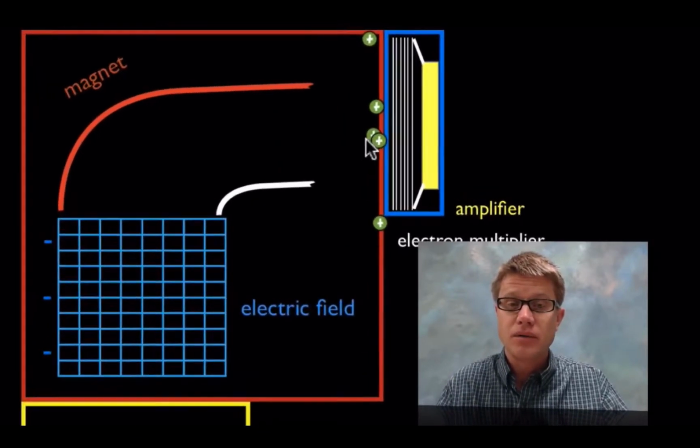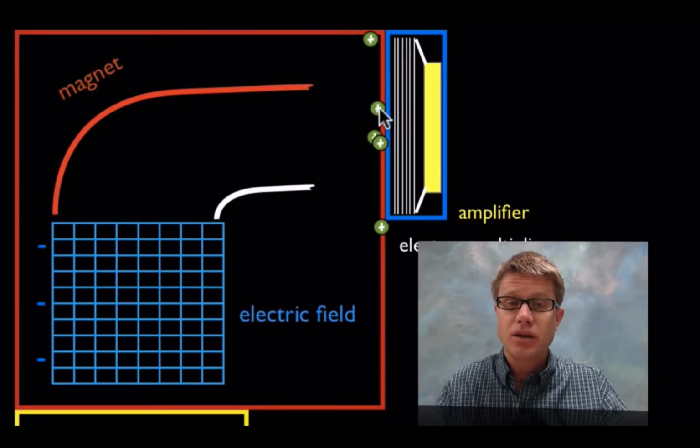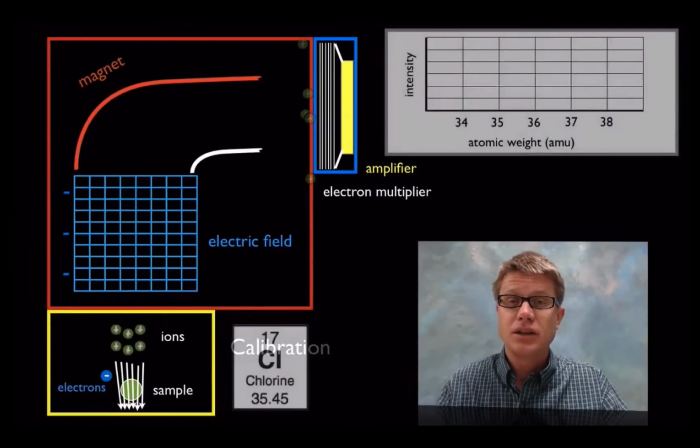Which of these would be heavier? Well, the ones that are heavier are going to be the ones that can't quite make the corner, and so they're going to end up out here, and then the lighter ions are going to end up right here. Now let's actually get to some sampling.